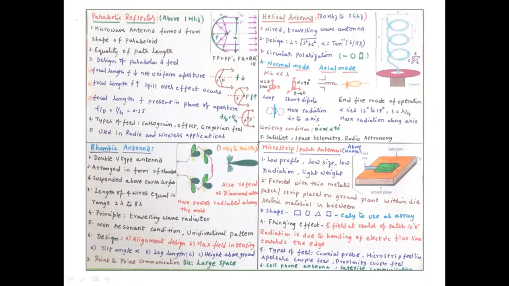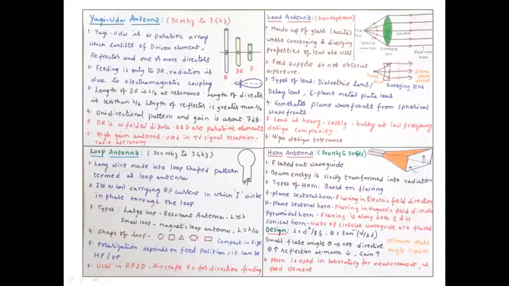Hi viewers, in today's class I'm going to discuss 8 different types of antennas. Here you can see we have 4 antennas: parabolic, helical, rhombic and microstrip. In the same way, these are the other 4 antennas: Yagi-Uda, lens antenna, loop antenna and horn antenna.